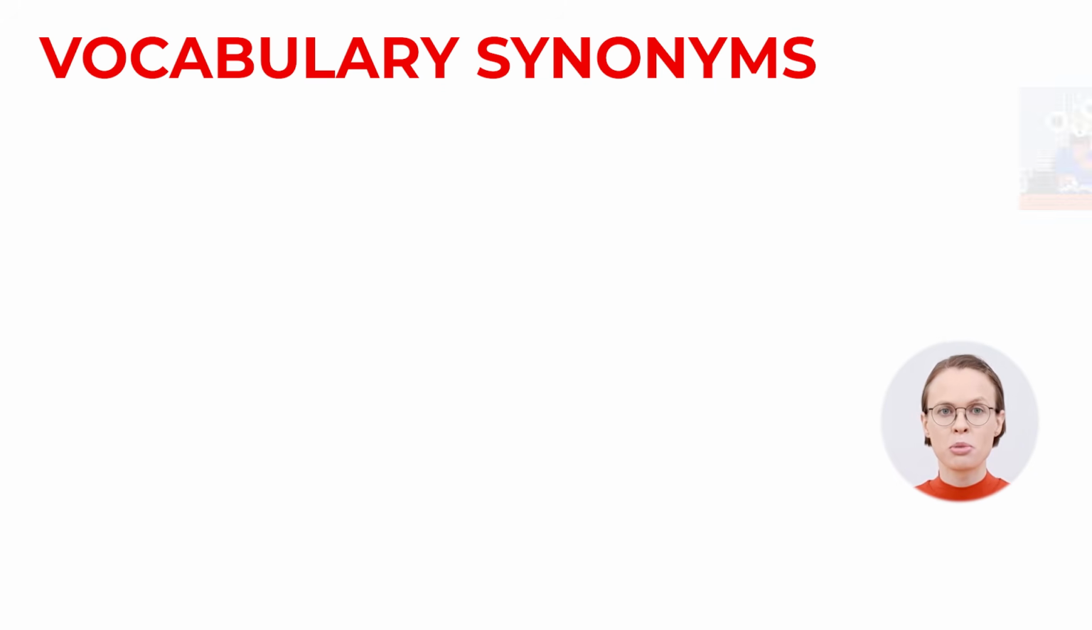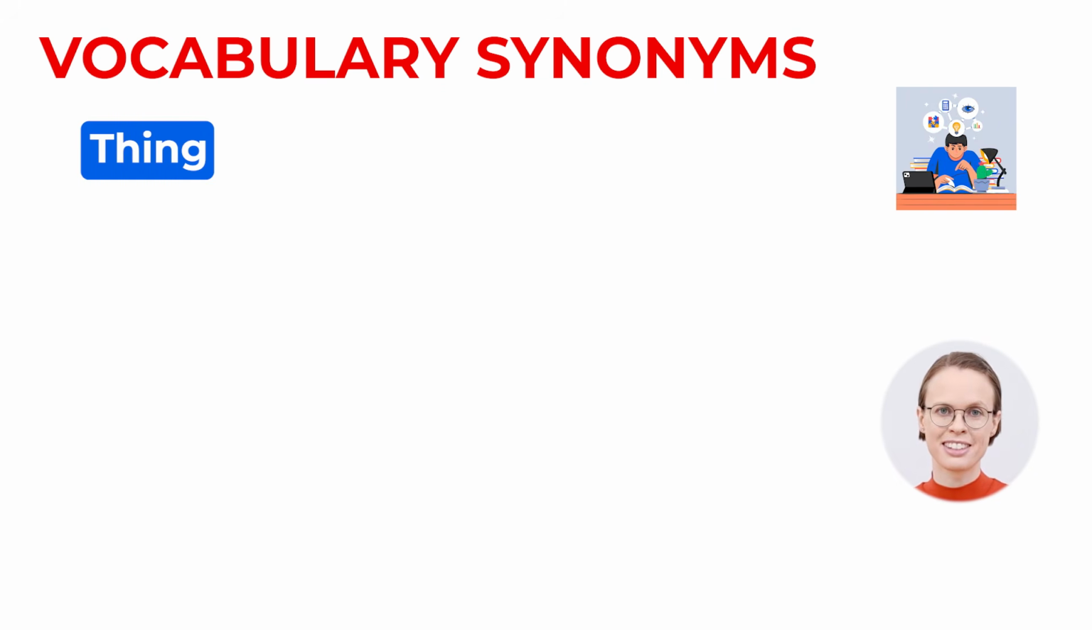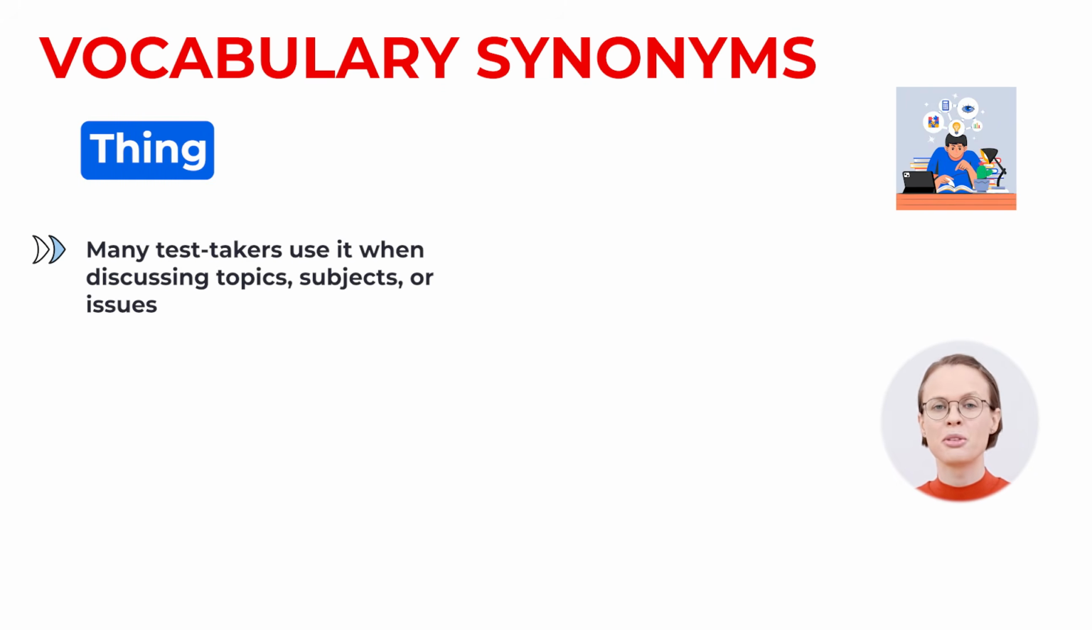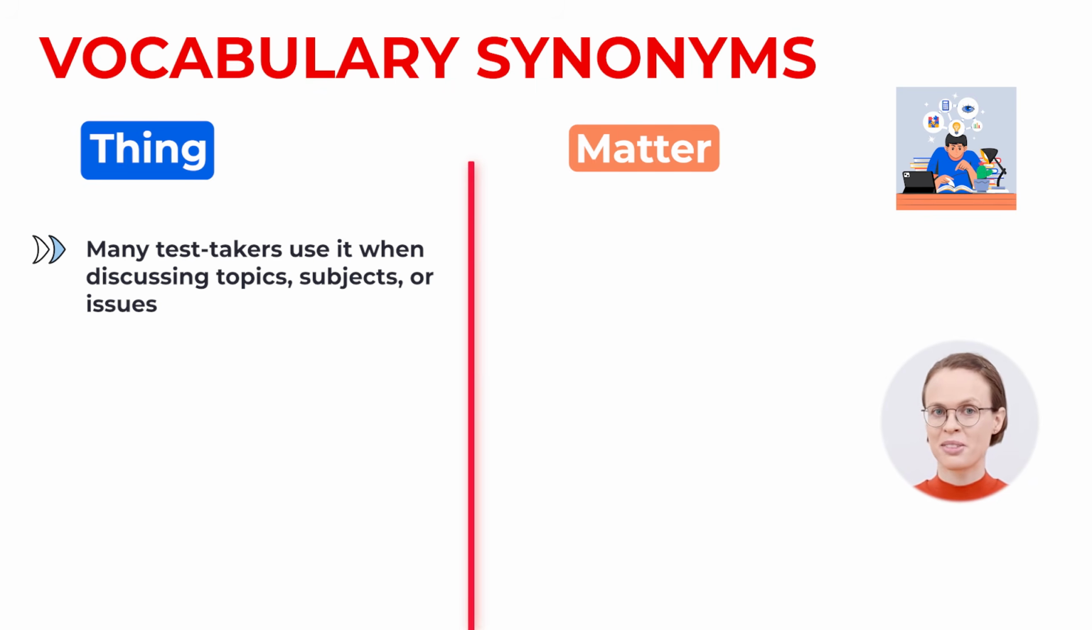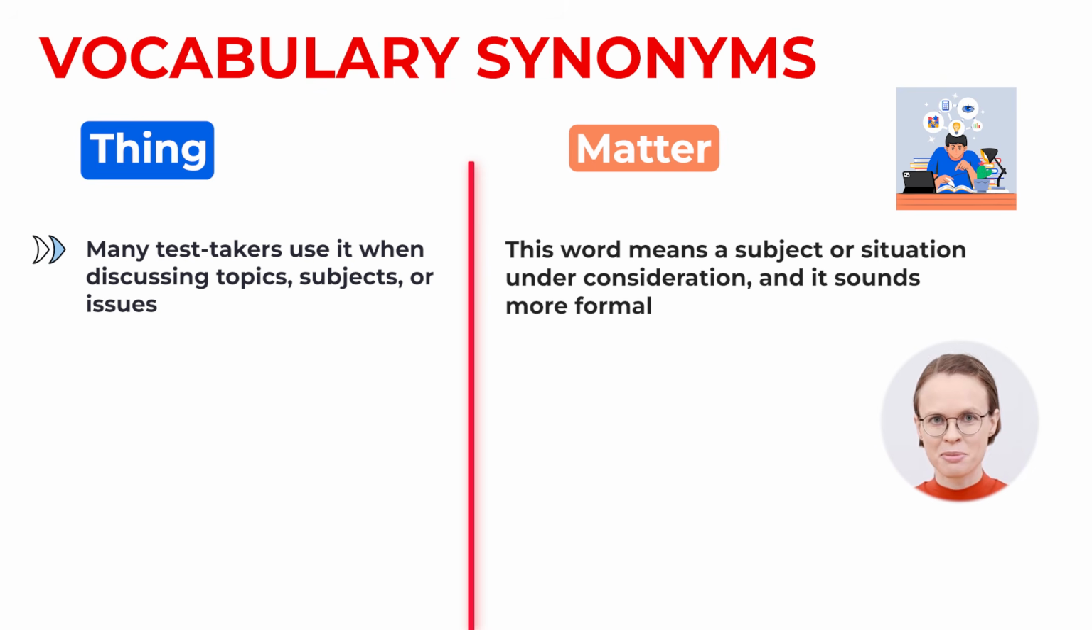The next word you probably use too much is thing. Many test takers use it when discussing topics, subjects, or issues. A much better choice is matter. This word means a subject or situation under consideration, and it sounds more formal.